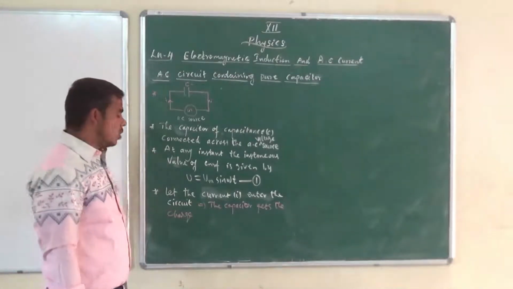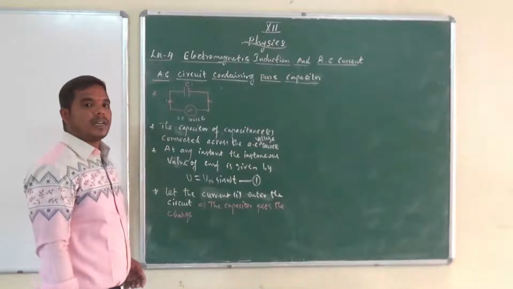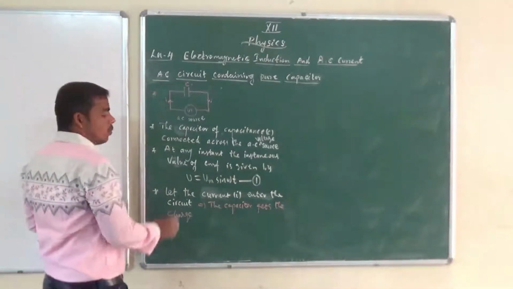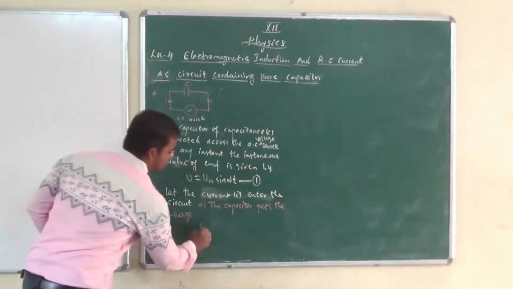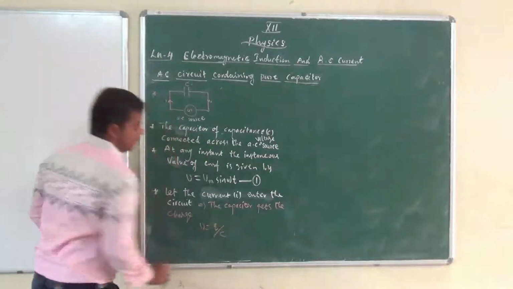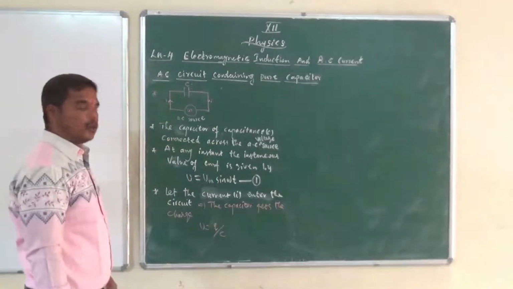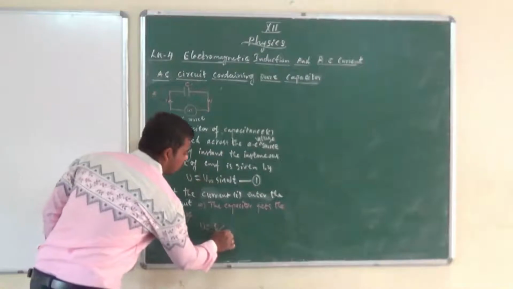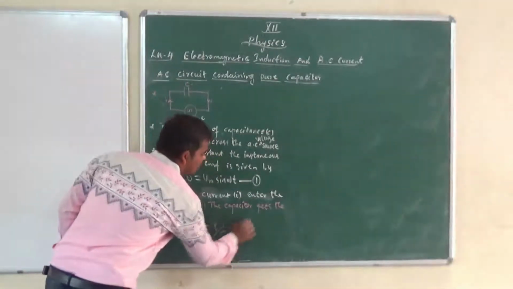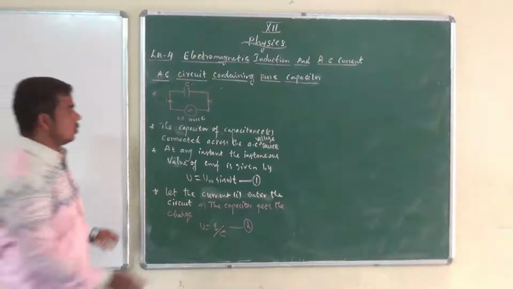Isn't it? So we can write the charge equation: the potential developed across the capacitor, V is equal to Q by C. From the basic definition, equation number 2.